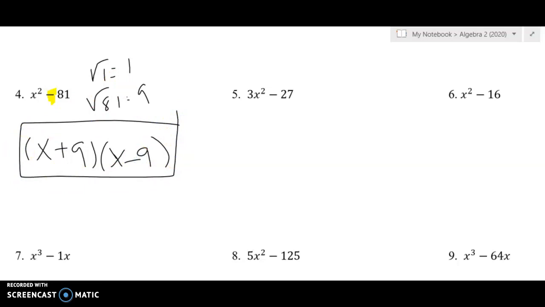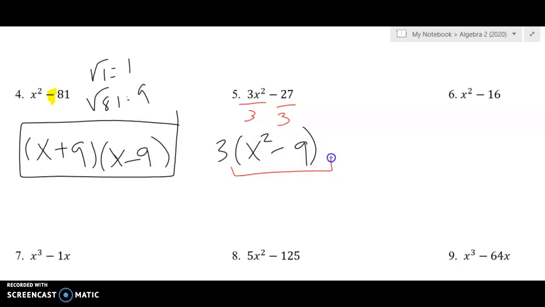It is a binomial. It does have a minus sign. However, 3 is not a perfect square and 27 is not a perfect square. So I noticed I could take out a GCF. So I'm going to take out a 3. Let's see what we got left. 3 goes into 3 one time. 3 goes into 27 negative 9 times.